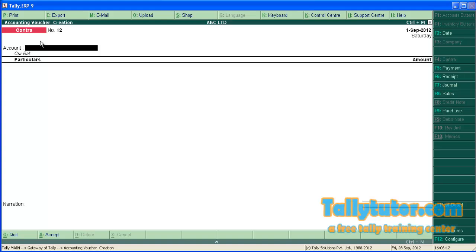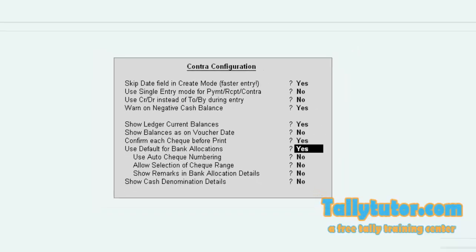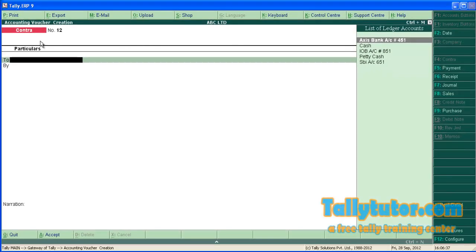So we are going to change to double entry mode by pressing F12. Now locate "use single entry mode for payment, receipt, contra". Make this to no. Save the screen. Now we are in double entry mode.